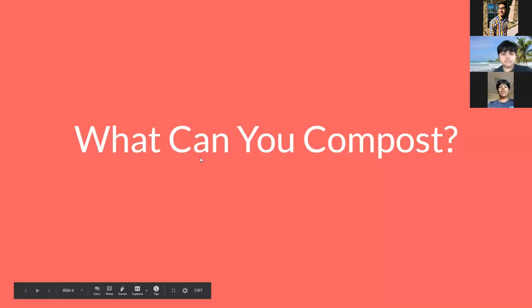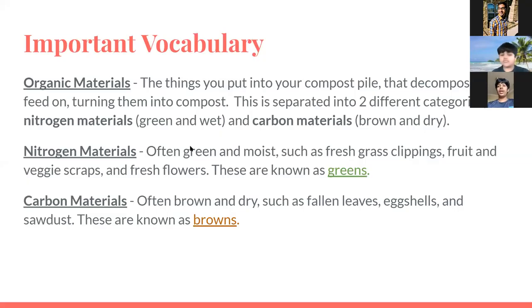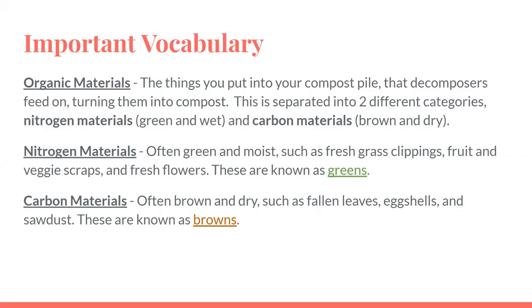Before we start the presentation, I want to share some important vocabulary. Organic materials are the things you put into your compost pile that decomposers feed on, turning them into compost. This is separated into two different categories: nitrogen materials, which are often green and wet, and carbon materials, which are often brown and dry.